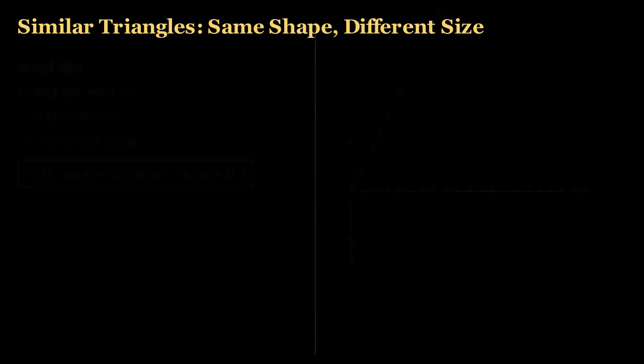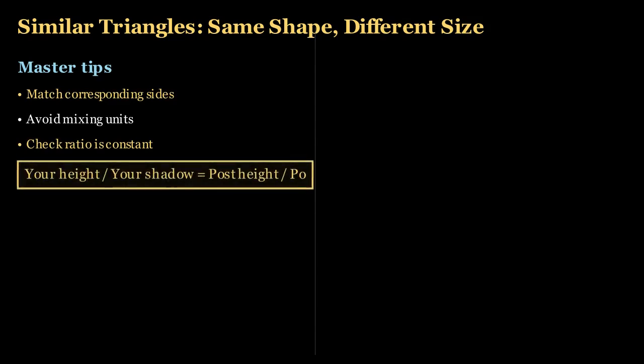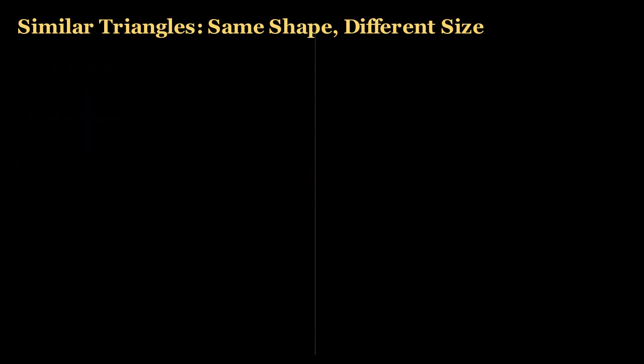The most common mistake is mixing up which side corresponds to which. Always pair the side opposite the same angle. A quick trick: write the proportion as a fraction, and make sure the units cancel out. Try it yourself. Measure a lamp.